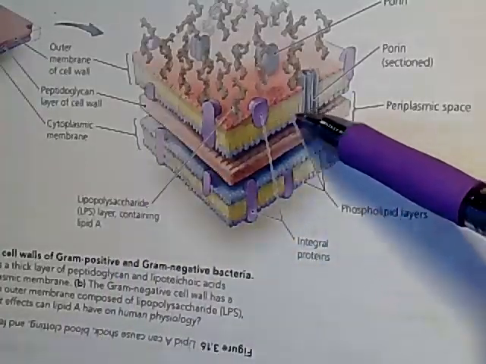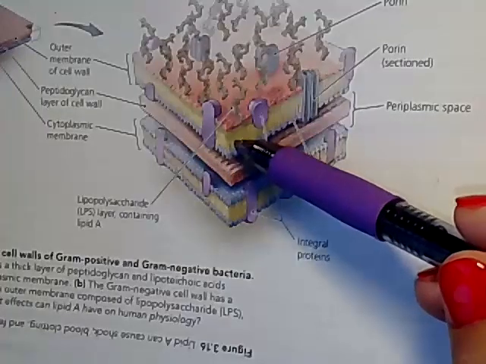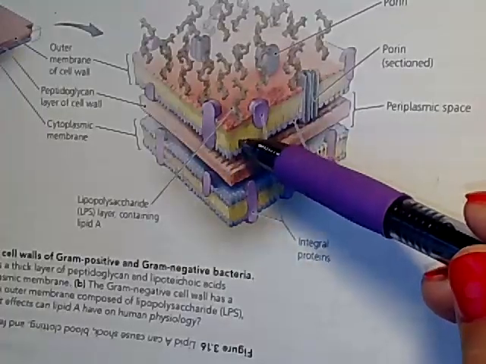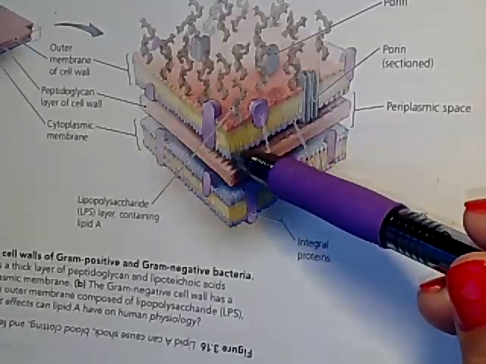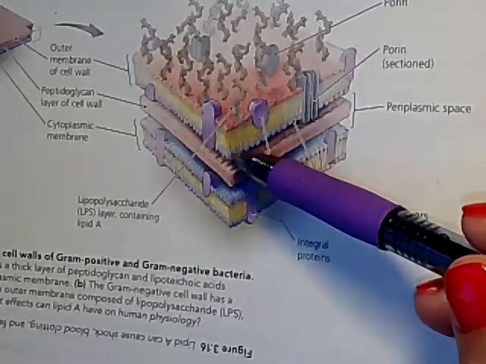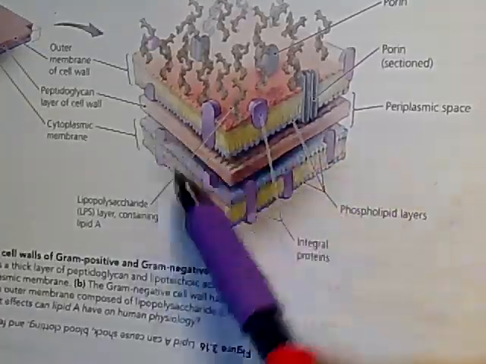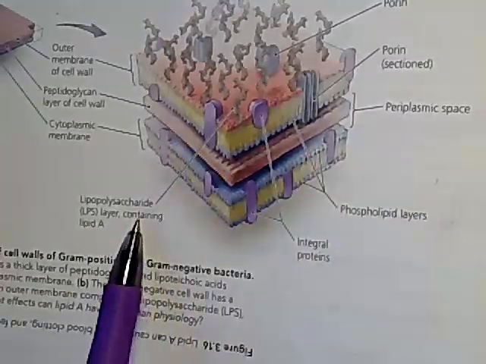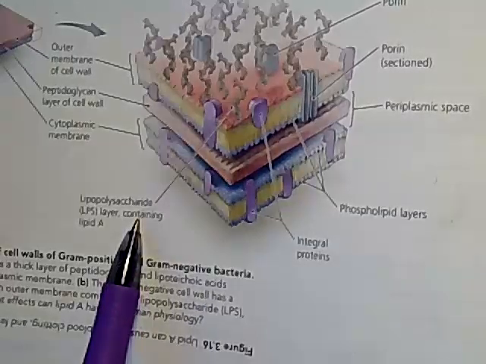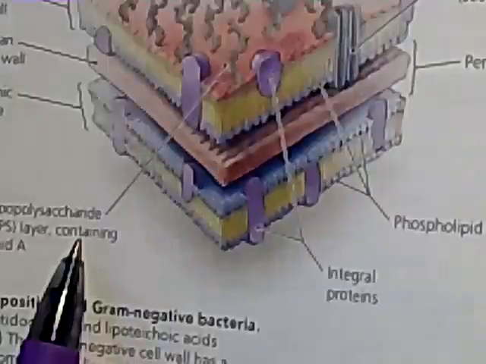Now let's take a look at the outer membrane of the cell wall on a gram-negative cell and look at some of the specialized things it has. Lipopolysaccharides. Some of them will contain what we call lipid A.